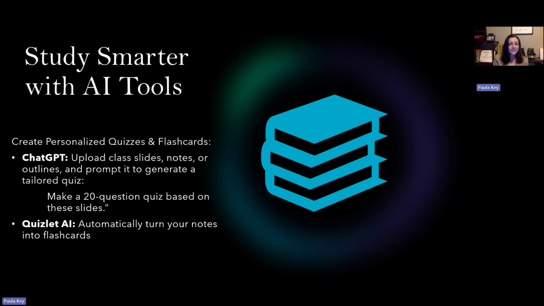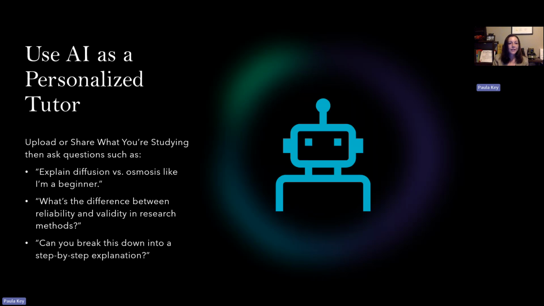So, how to study smarter. You can create personalized quizzes and flashcards. You can use ChatGPT. Quizlet AI is another great way. It will put things together for you, which is fabulous. You can use AI as a personalized tutor. Now, this is where we look at job security, right? Is it going to replace our human tutors? No, but it certainly could minimize the need for them.